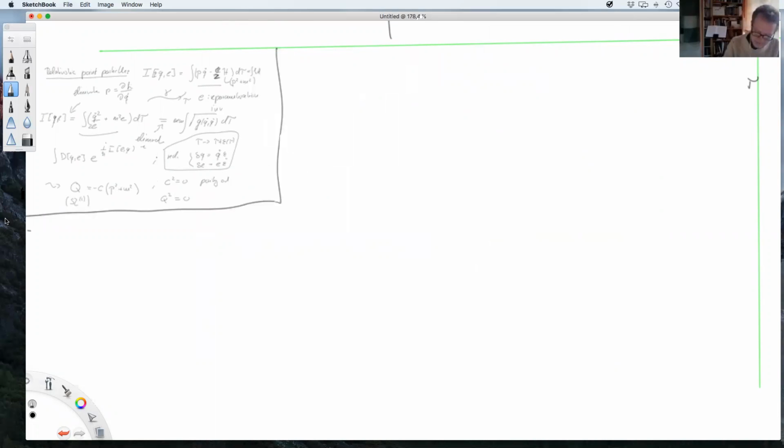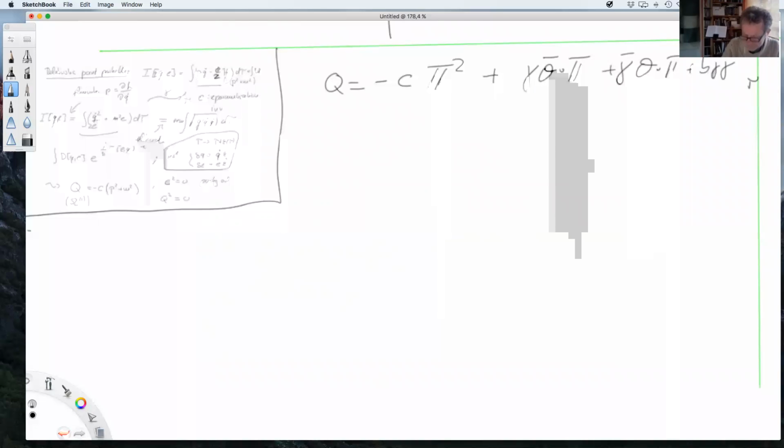Okay, so now what I can do is the following thing. I wrote, unfortunately, let me write it again quickly. I write the Q as minus c, and now I write here pi squared plus gamma theta bar with pi plus gamma bar theta with pi plus b gamma gamma bar. Now what is pi? Pi mu is equal to p mu plus a mu, some connection, to allow for some connection. It can be matrix valued or not, Lie algebra valued or not, but that we can decide.